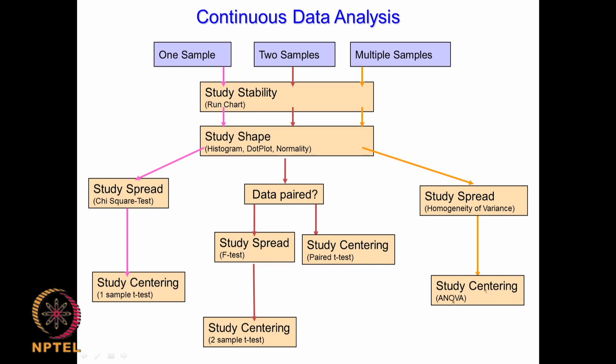If I am comparing variances of a large number of data sets or samples, this is analysis of variance. If I am looking at the spread of the data, I can use something called homogeneity of variance, and so on. So, a large number of tests are possible. We will talk about each one of them in detail, and we are going to spend time with some examples also. So, do not worry about it.